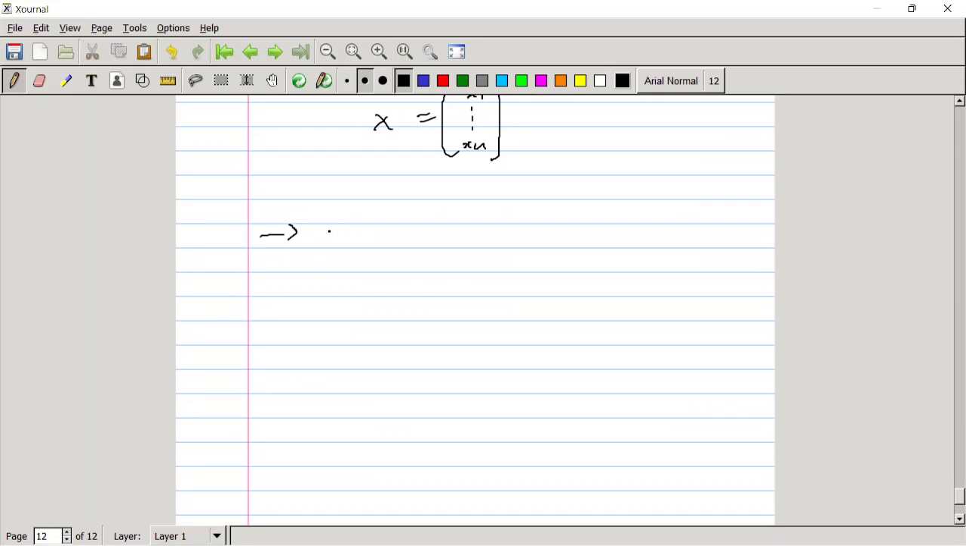The matrix: first row 2 2 1, second row 0 3 1, next row 0 minus 1 1. For this we have to calculate the minimal polynomial.